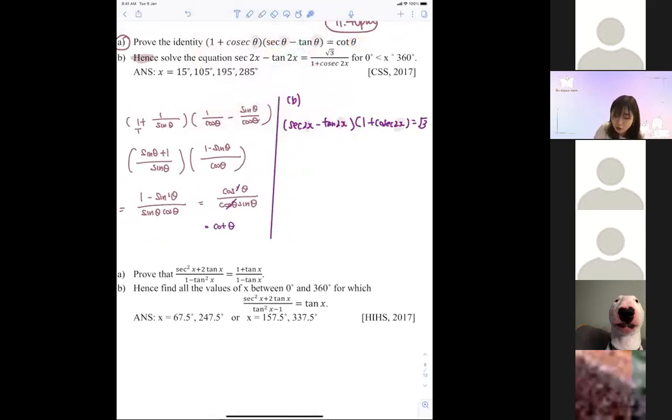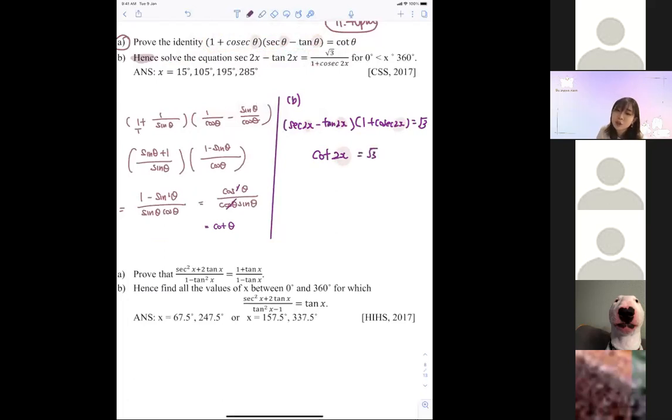Remember, every time they say solve, you must make one trigo function the subject. There's too many trigo functions here. That's why they're helping you. They change back to just one trigo function. So it becomes cotangent, not theta, but 2x, equals to square root 3.